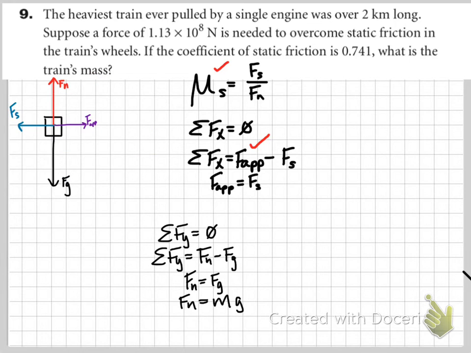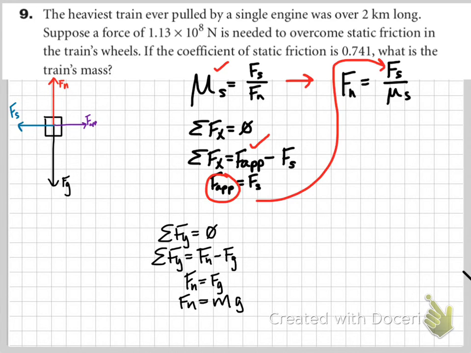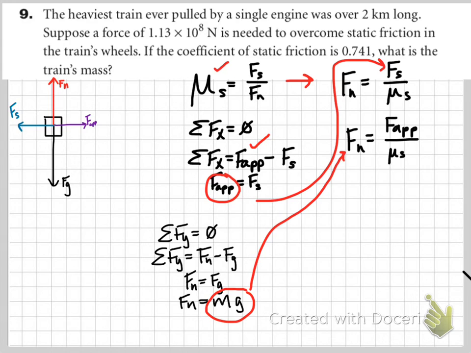To start, we'll take that mu s equals Fs over Fn equation and rearrange it to solve for Fn. Because we found that the force applied is equal to the force of static friction, we can substitute force applied, which we were given, into that expression. We now have Fn equals F applied over mu s. Since we've proved by using a sum of forces on the y-axis that Fn equals Fg, we can sub that in, so we get mg equals F applied over mu s.